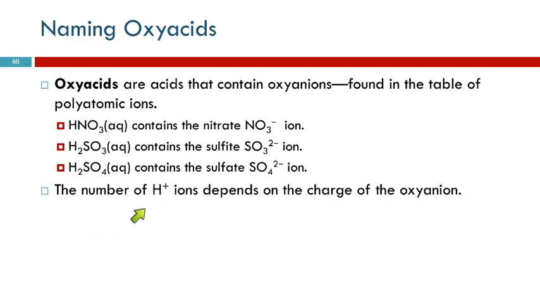The number of hydrogen ions depends on the charge. So here with the 2- charge, it's got 2 hydrogens. 1- charge, it's got 1 hydrogen. Okay?